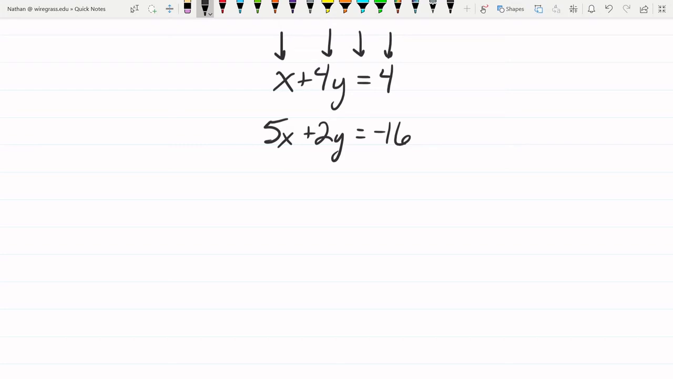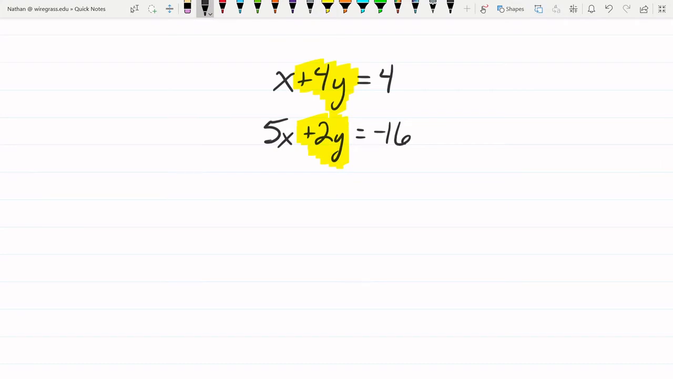What you're trying to do is get one of the variables, either x or y, it doesn't matter which, just choose one, to have the same number but opposite signs in each equation. So for me, I'm going to look at the y's here. So just keep in mind these y's. Let me highlight them here. We have 4y and 2y.